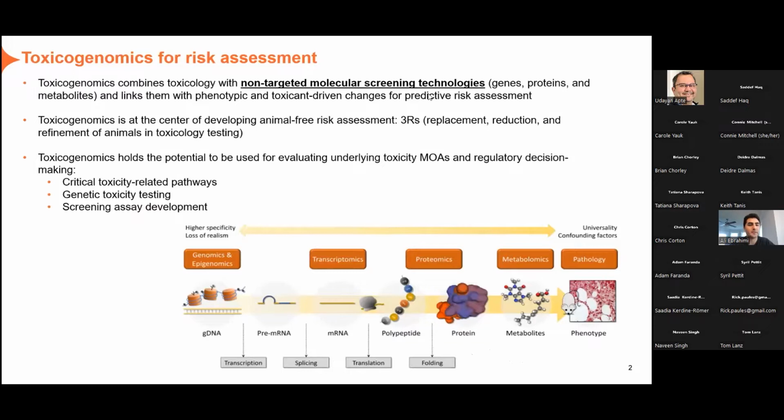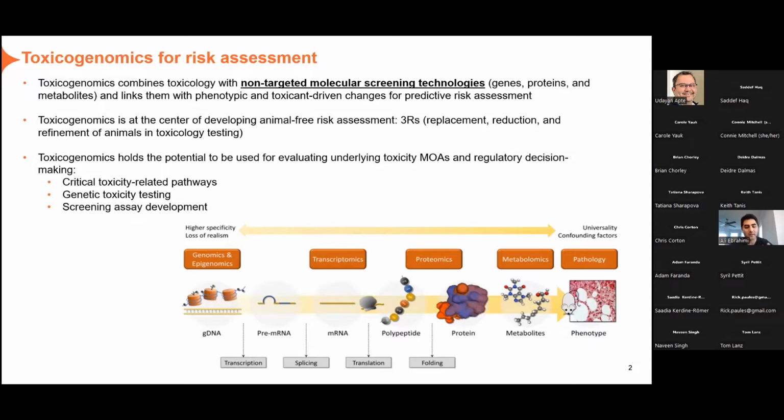Just a very brief introduction, I guess. I know it's going to be redundant, but I wanted to make sure that we are all on the same page about what toxicogenomics is. What's the goal of toxicogenomics? It's really that we are trying to link toxicity with non-targeted molecular screening endpoints, such as gene, RNA, protein, metabolites, in order to combine these with toxicant-driven changes, which will give us the predictive potential for risk assessment.